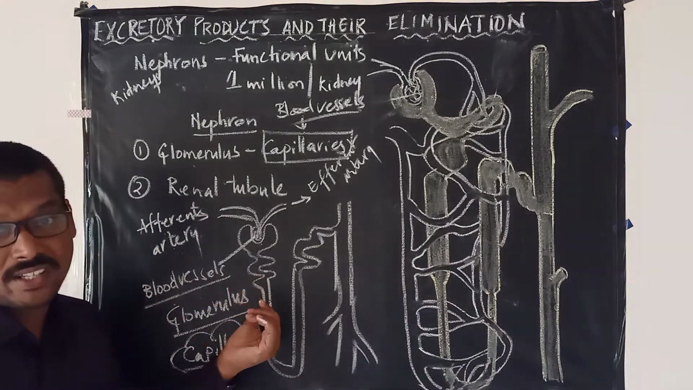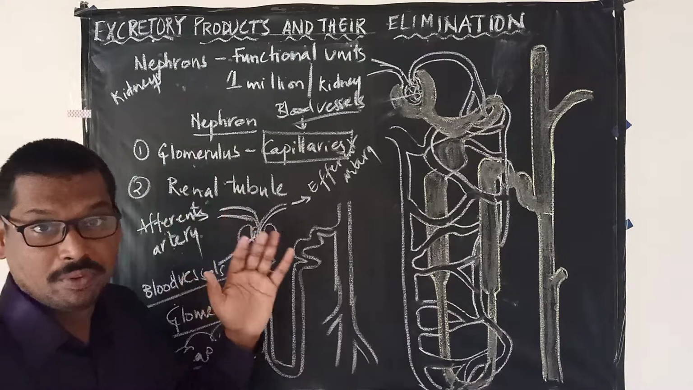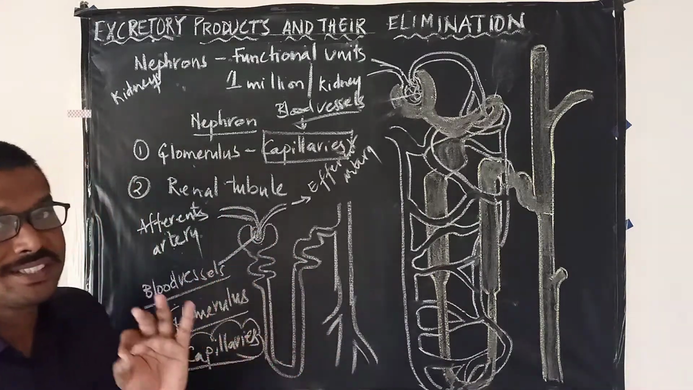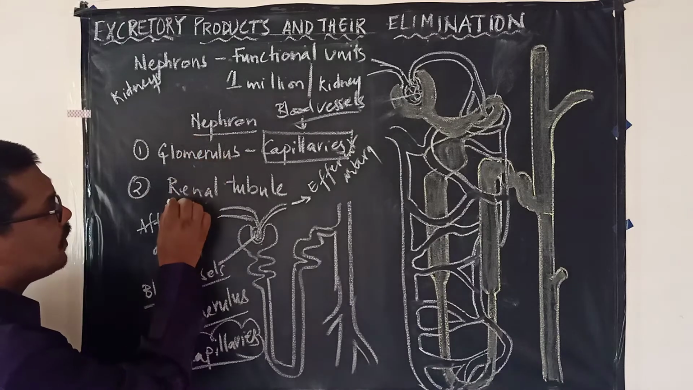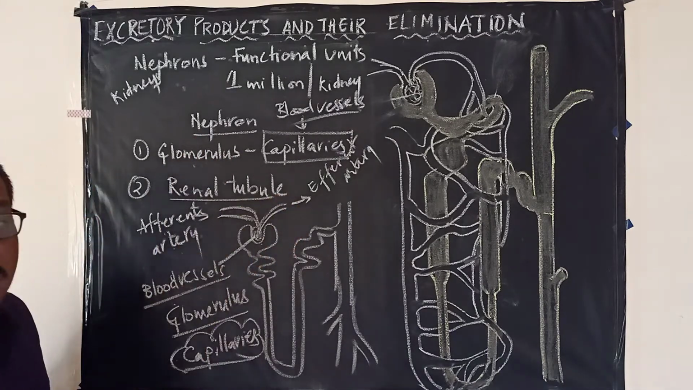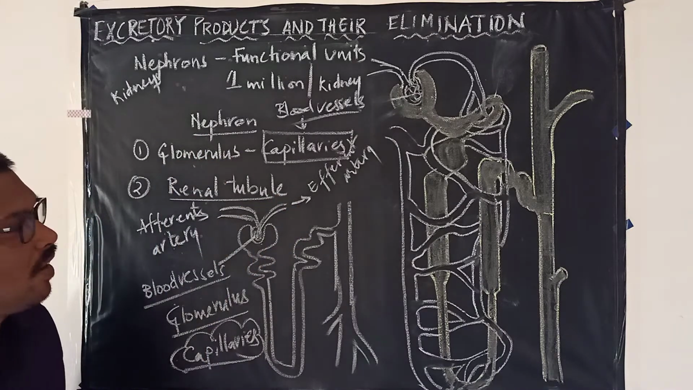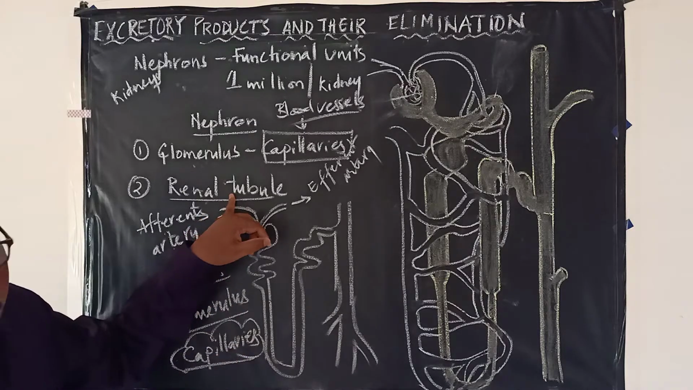Now, carefully look here. Now the renal tubule, the second part of the nephron. The second part of the nephron we will see now is called what? The renal tubule.